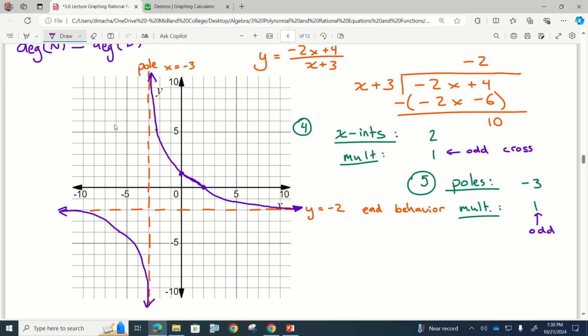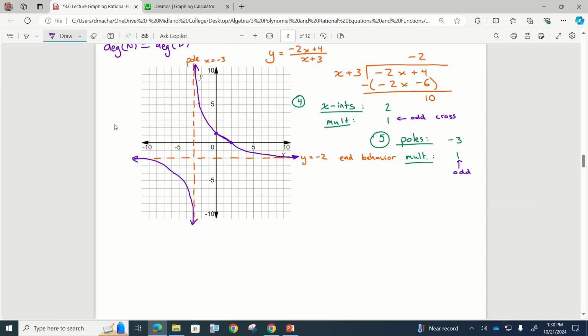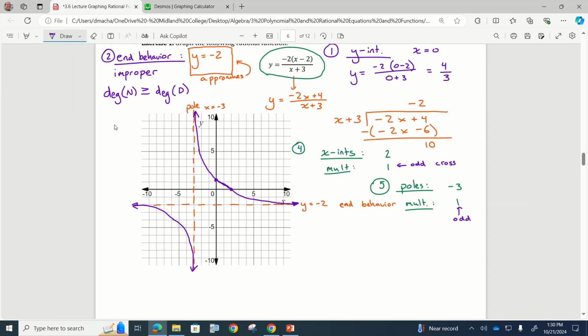So right there in purple, that's my best attempt at drawing this rational function. It might not be perfectly precise, but what I care about in this class is I want to get the y-intercept correct. I want to get the x-intercepts correct in their multiplicities. I want to get the end behavior correct, and I want to get the poles and their multiplicities correct. If you've got those 4 things, 100%. That's all I care about.